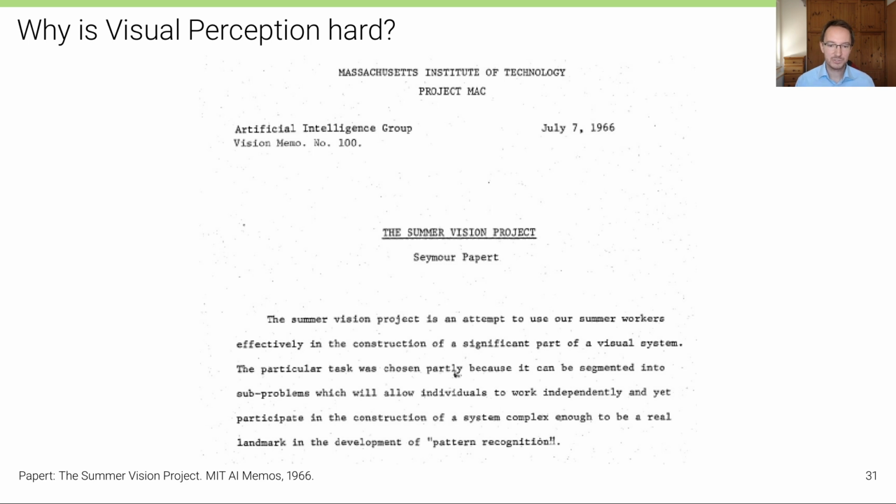The particular task that was chosen, partly because it can be segmented into subproblems, which will allow individuals to work independently and yet participate in the construction of a system complex enough to be a real landmark in the development of pattern recognition. Now, it turns out that we're still working on this problem today because it's not so easy. It's not like the problem can be completely separated into these independent subproblems, and solving these independent subproblems and composing them together will solve the situation. And also, each individual subproblem turned out to be harder than initially expected.